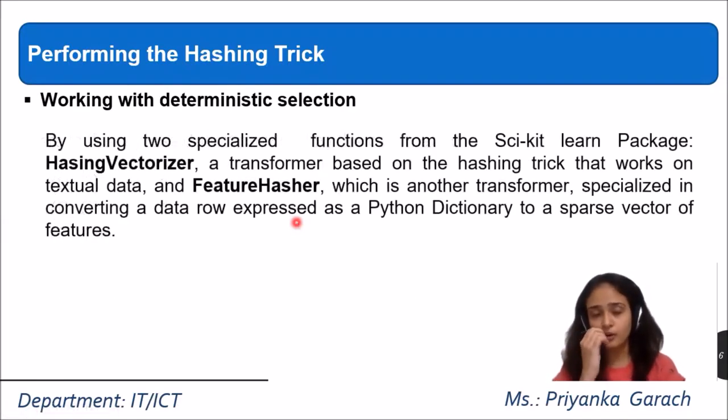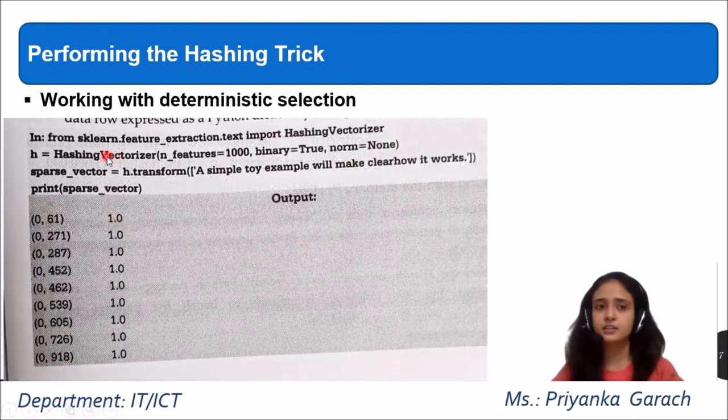Now, if your document is too large, then this csc_matrix function is very slow. If you want to do the processing faster, then you can make use of the HashingVectorizer function. This function is present in the sklearn library. So I write from sklearn.feature_extraction.text import HashingVectorizer, and I pass all the values.